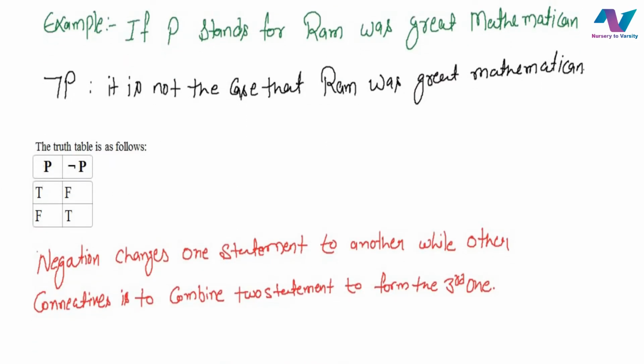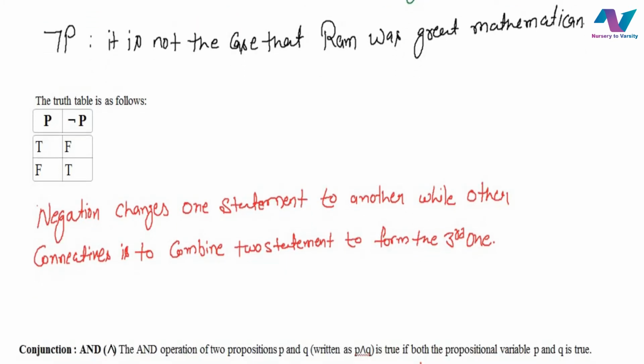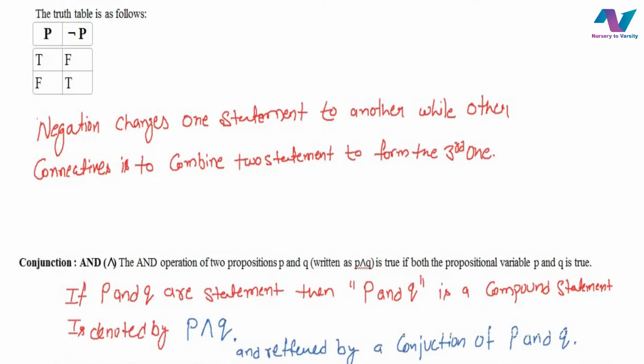As we said, if P is true, then the negation of P is false. If P is false, then the negation of P is true. So from the negation table we conclude that negation changes one statement into another, while the other connectives combine two statements to form a third one. But in negation we change the meaning of the statement by applying negation.